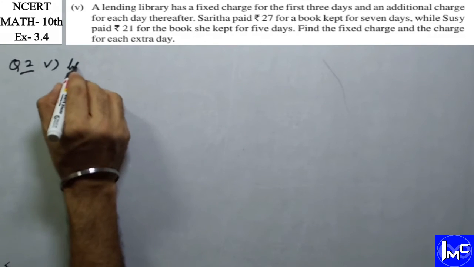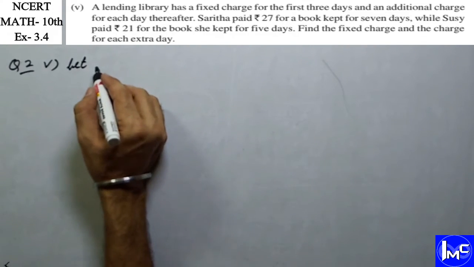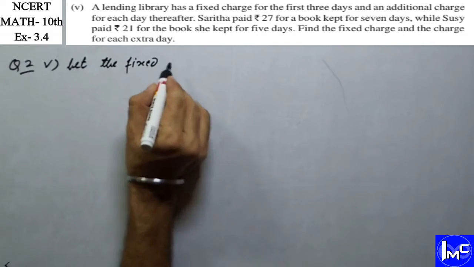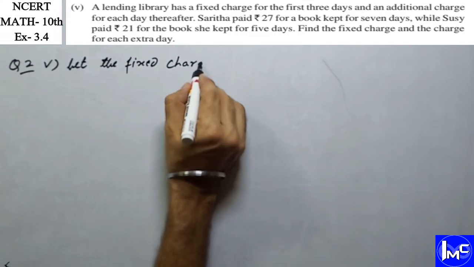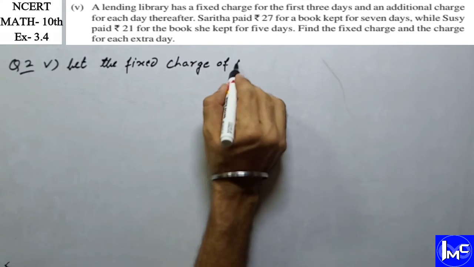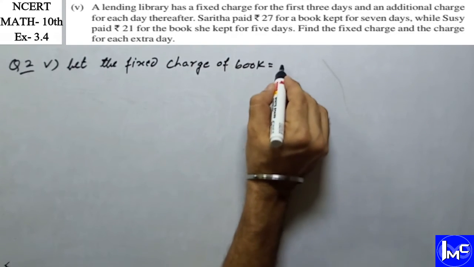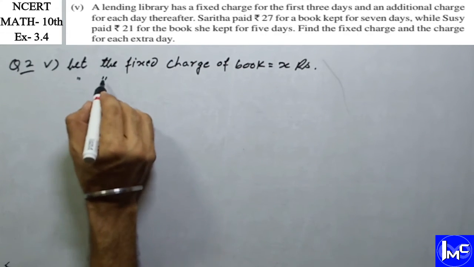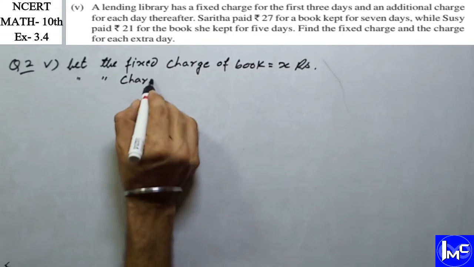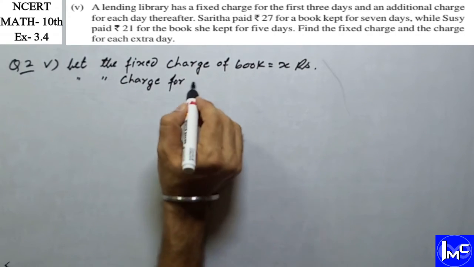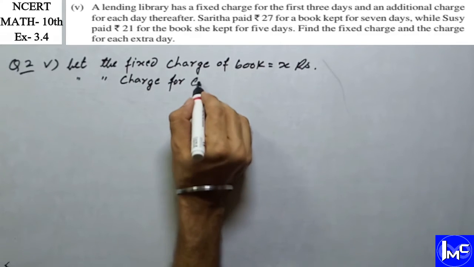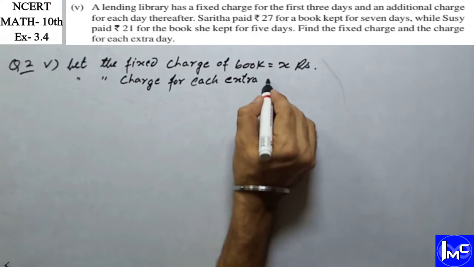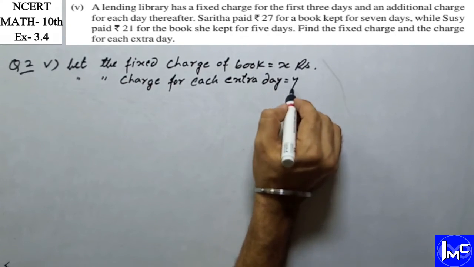Let the fixed charge of the book be equal to x rupees. Let the charge for each extra day be y rupees.